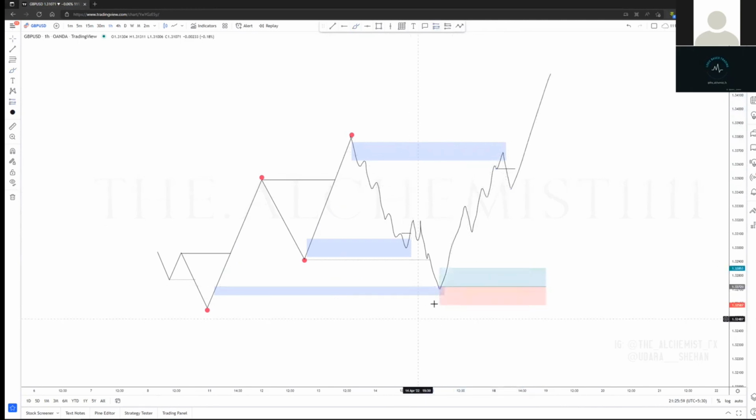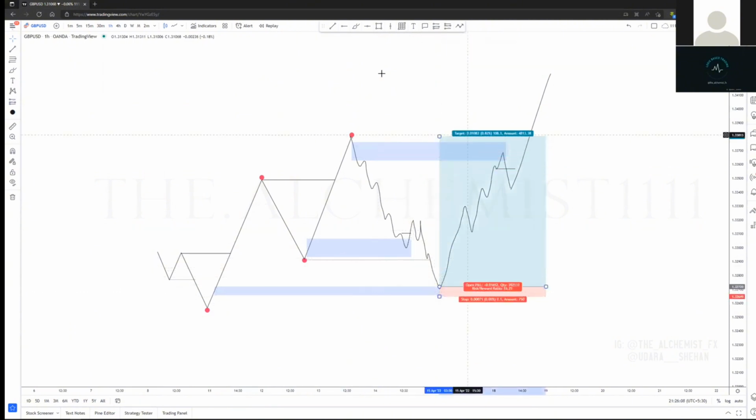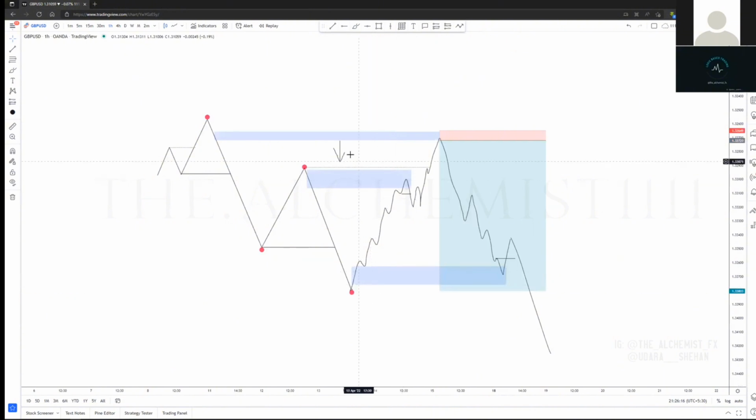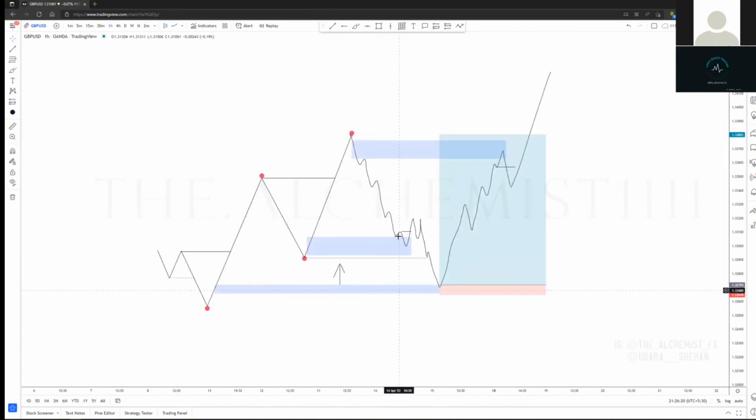So we will be focusing on this entry right here, the entry below the retail liquidity. So now remember, a high quality point of interest will always have liquidity above it, and in this case below it. So remember that very well, above and below it. This is what we call a high quality point of interest.